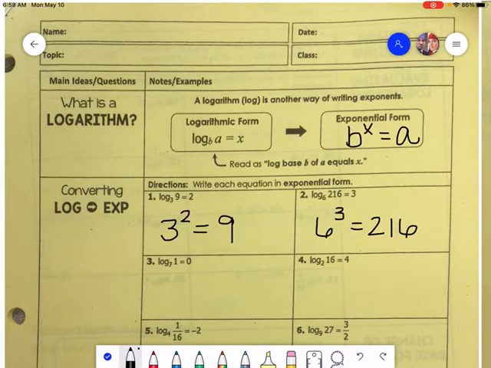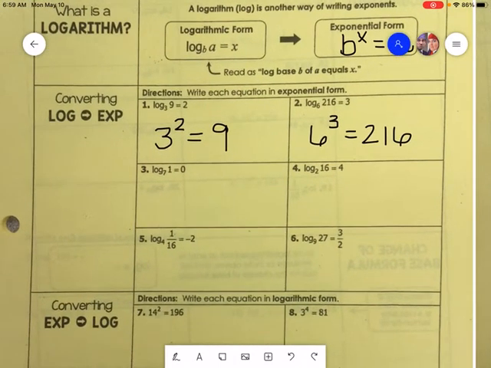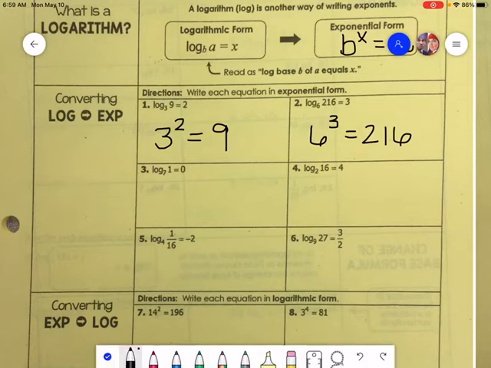Number 3 we're going to do together, and then I'm going to have you guys do 4, 5, and 6. Or actually, let's do number 6 together, because I know you guys are going to get freaked out by a fraction. So on number 6, we're going to go 9, because that's our base, to the what power? The 3 over 2, which I know we get freaked out by fraction exponents, but we've done fraction exponents before, right? So we're safe. Equals 27.